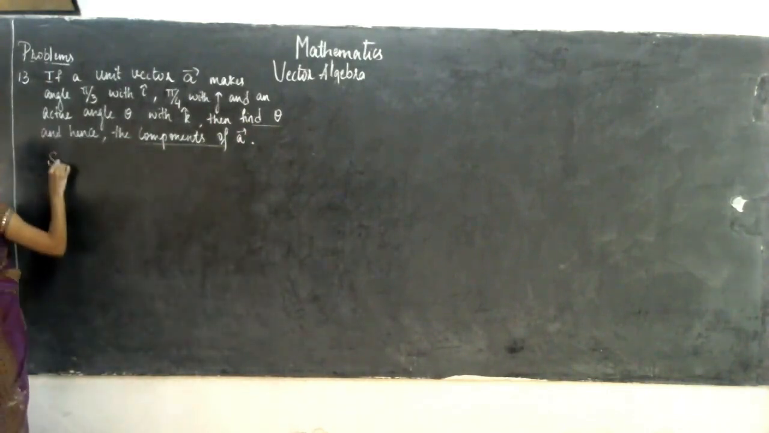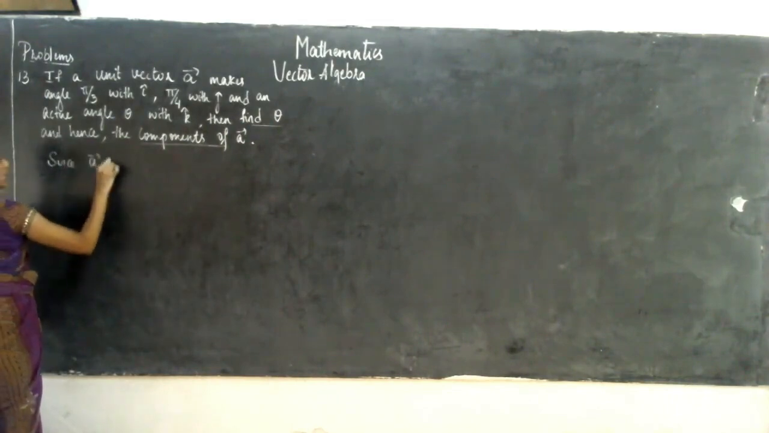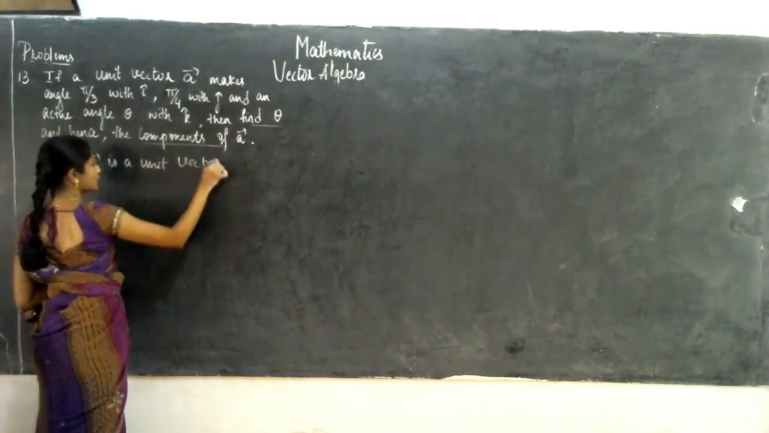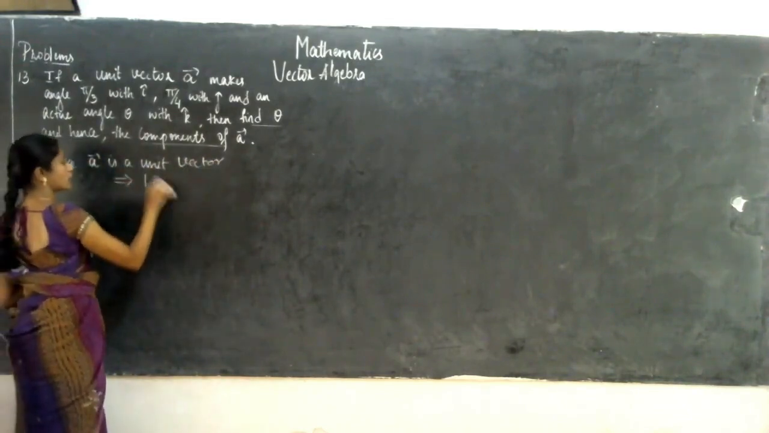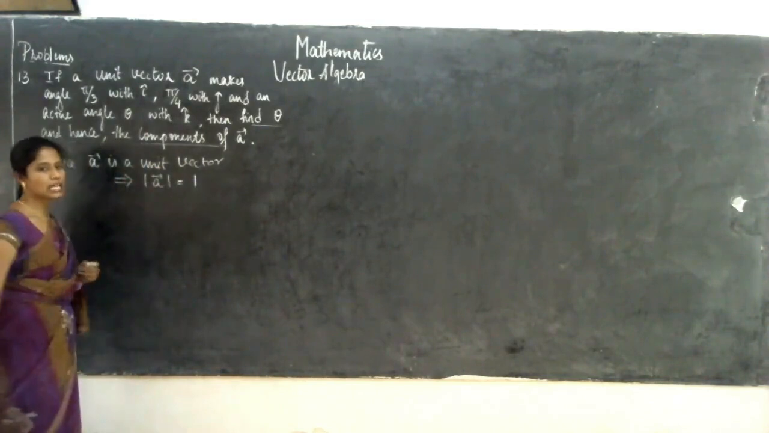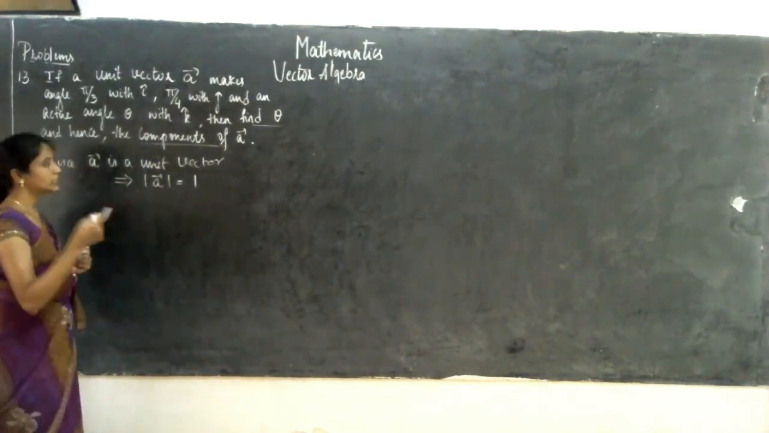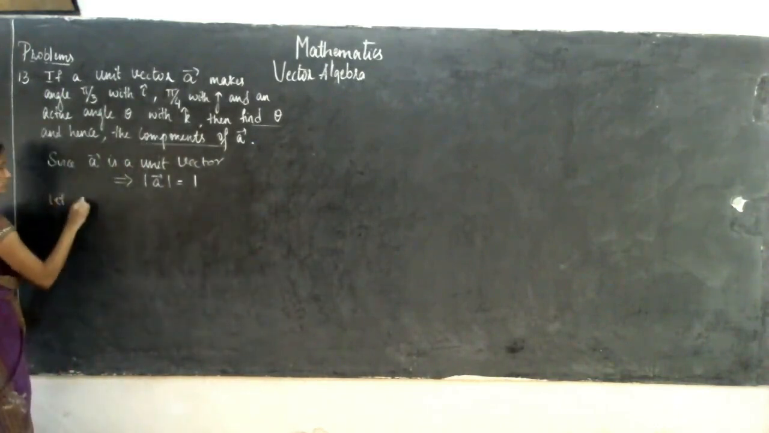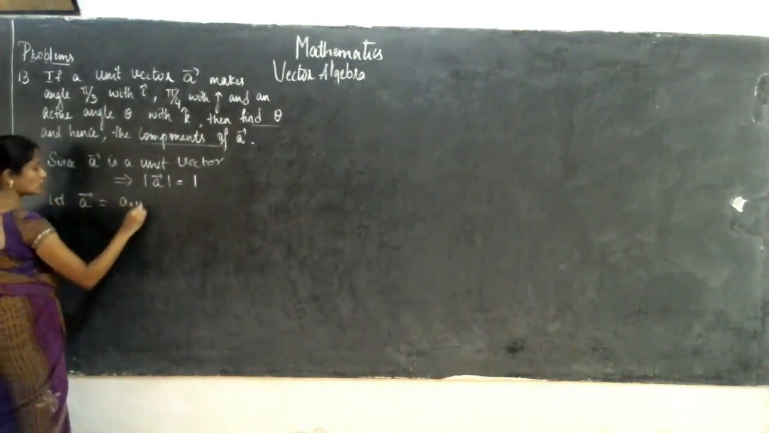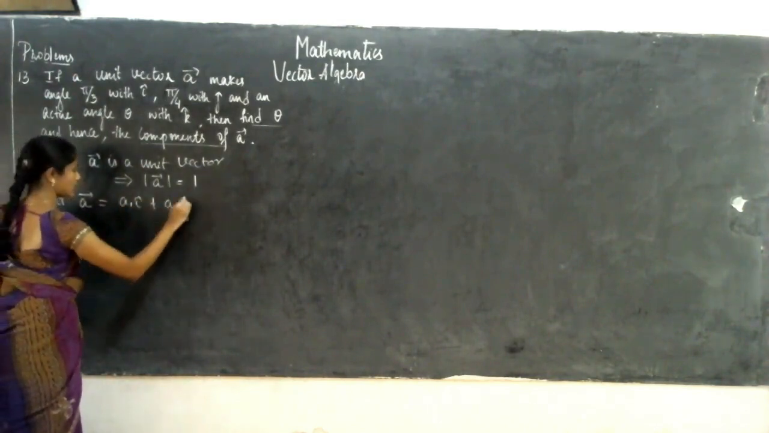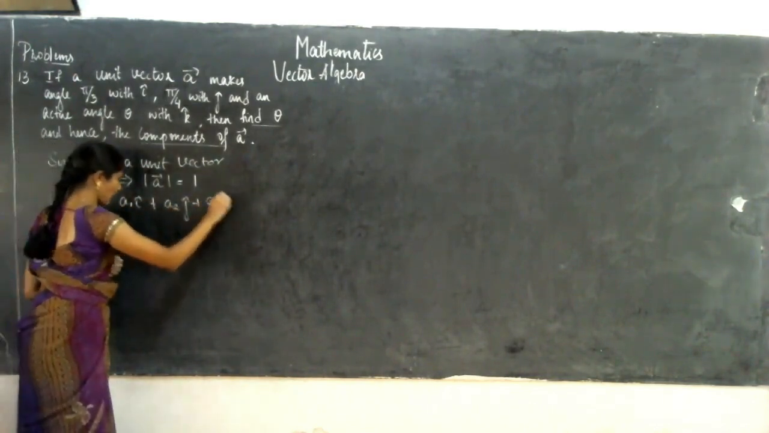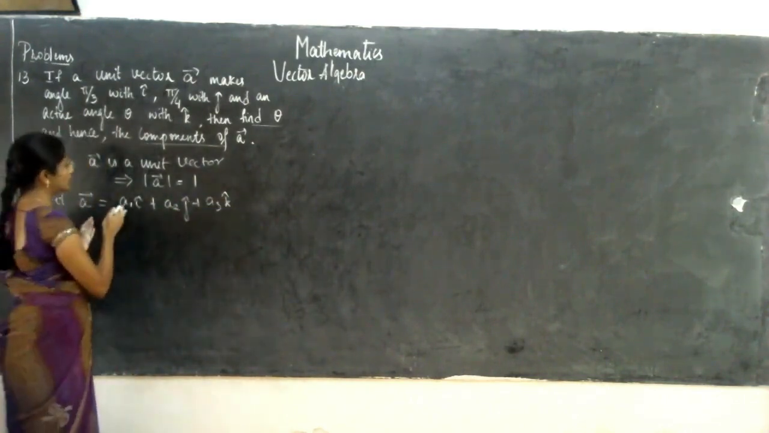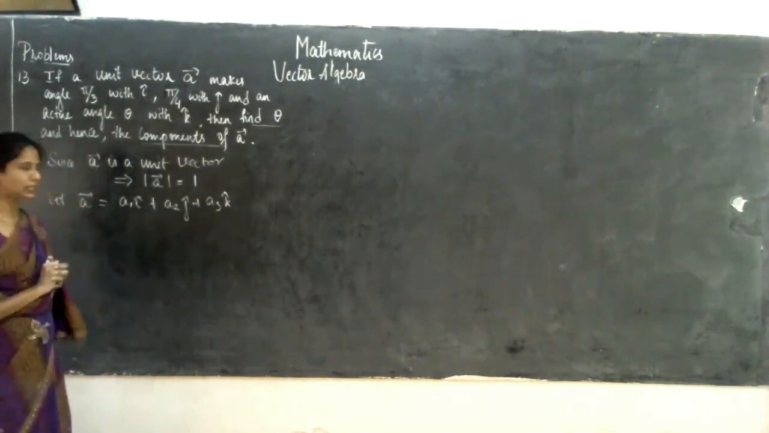So since vector A is a unit vector, this implies that the magnitude of vector A is equal to 1. But here we need to find even the components of vector A. So let vector A be equal to A1 i cap plus A2 j cap plus A3 k cap. For now, we don't know the components of vector A, so I am writing them as A1, A2 and A3.